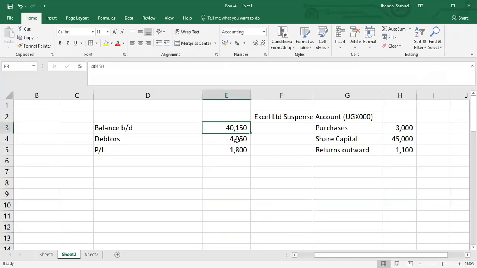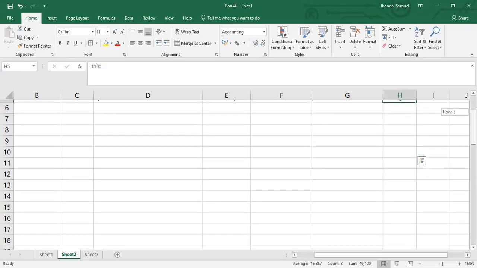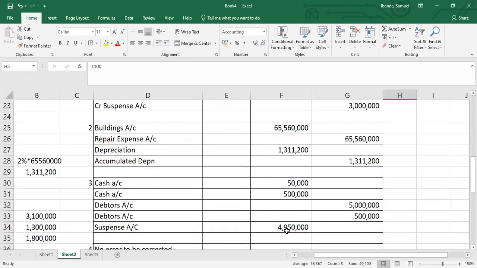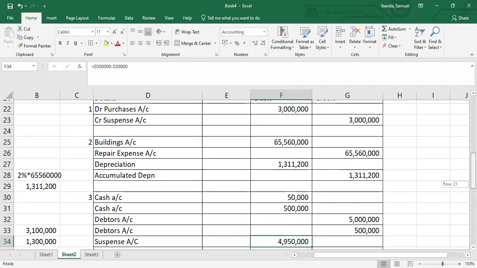So what you need to basically do is come and now check on your what? You come and check on your suspense and add the two respective sides. Okay. Add this side and then this side. Let's just make sure that we recorded everything in the suspense. So the balance brought down, we recorded it. Then we had something in the debtors here, which was 4950, which we recorded there.